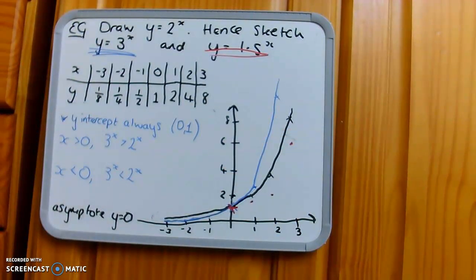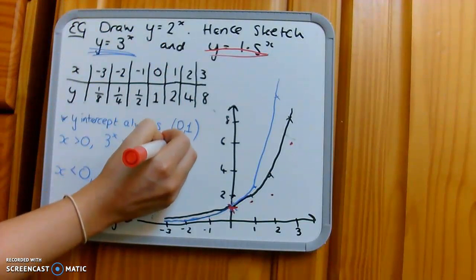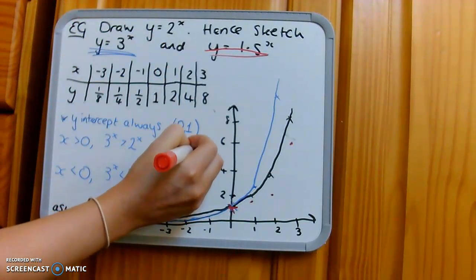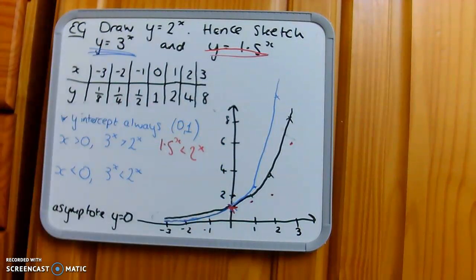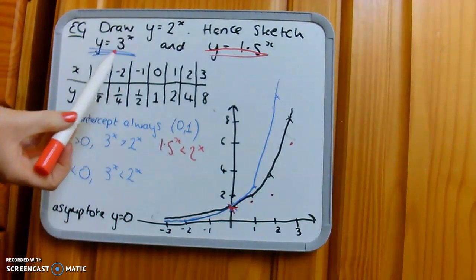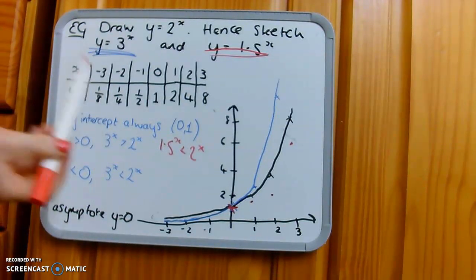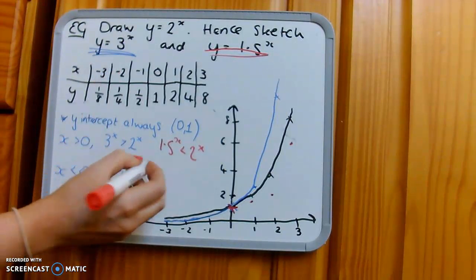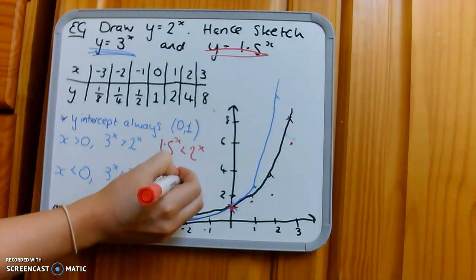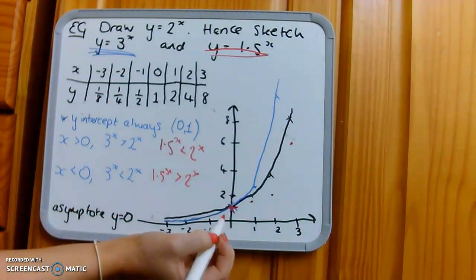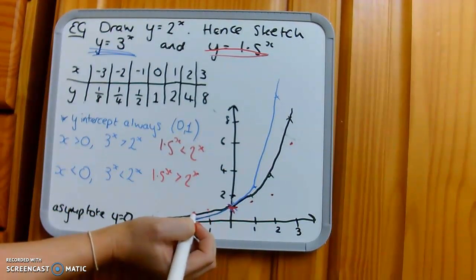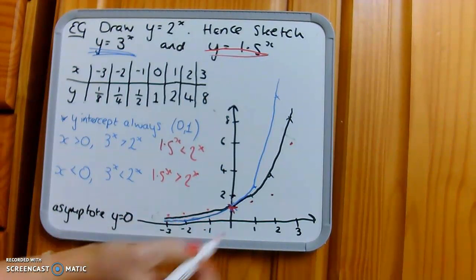Okay, so here, when x is bigger than 0, I get that 1.5 to the power of x is smaller than 2 to the power of x, because that number there is smaller than 2. Now, if we think about when x is less than 0, well, we're going to have 1 over 1.5 when we have a negative 1. Now, that's going to be bigger than 1 over 2. So 1.5 to the power of x is going to lie bigger than 2 to the power of x for these negatives. So it's going to lie just slightly above this curve here.